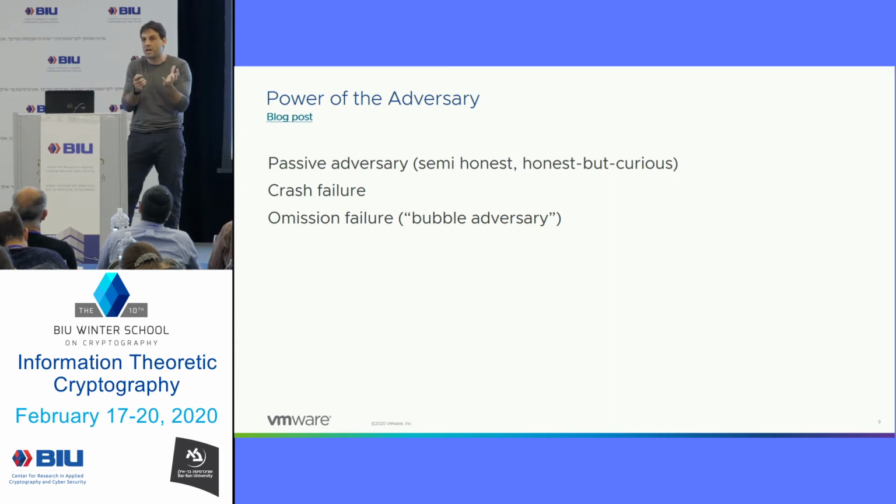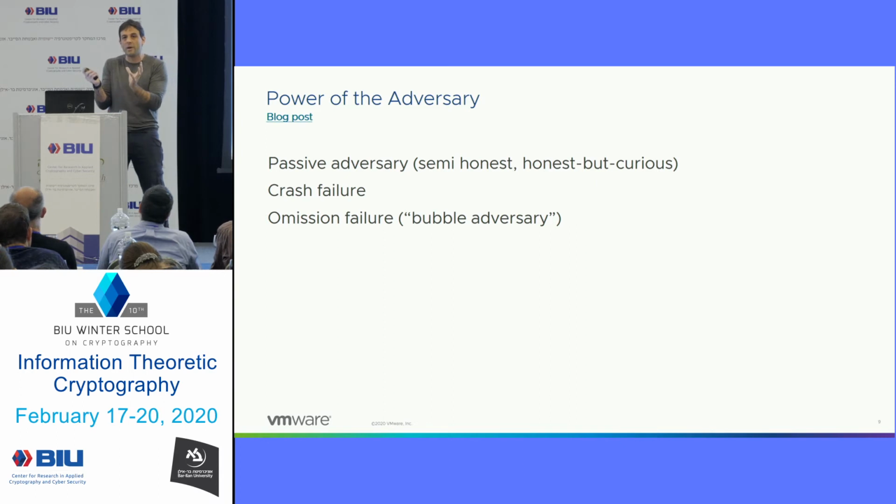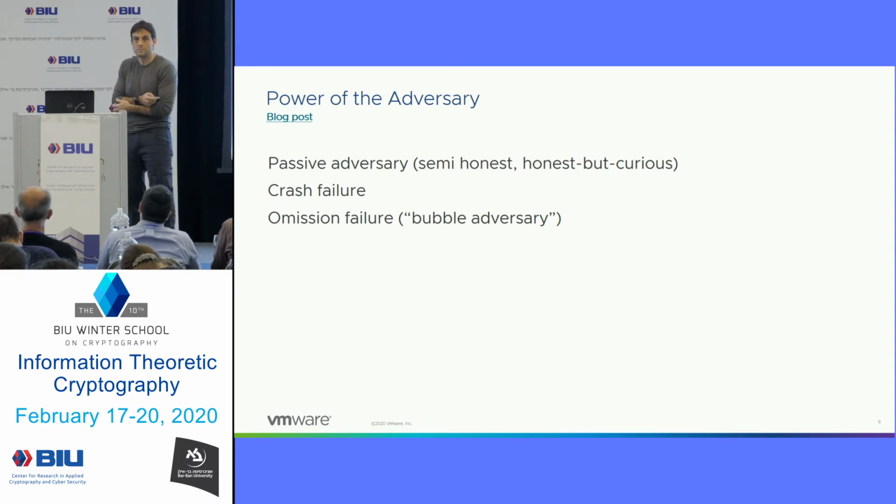Obviously, omission is stronger than crash, because you can just decide at one point to stop all messages. But an omission adversary can also decide to selectively accept some messages or selectively drop other messages and so on.